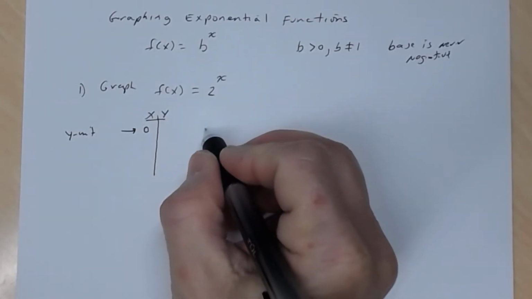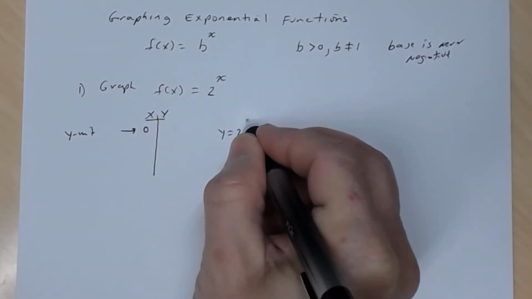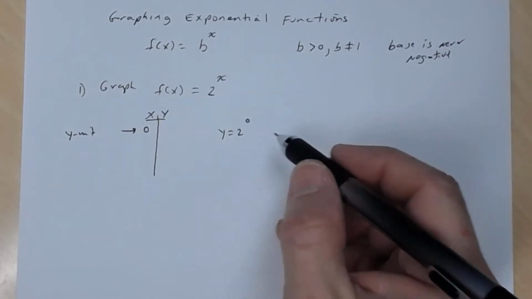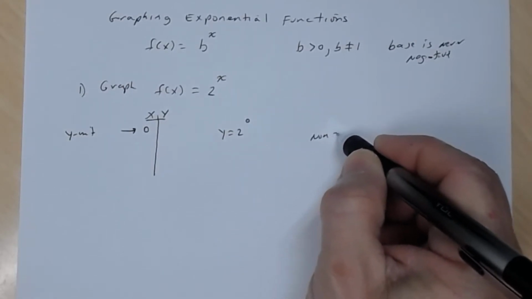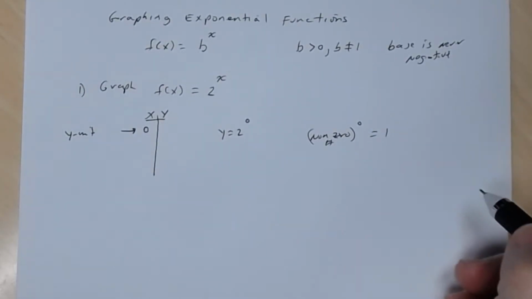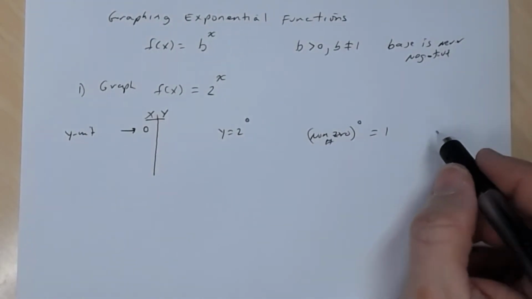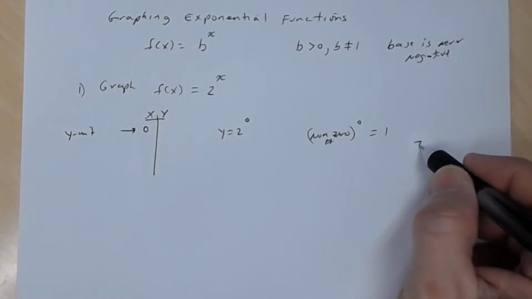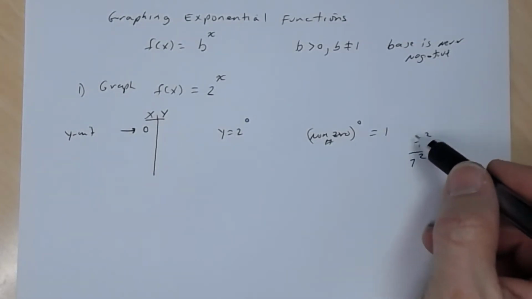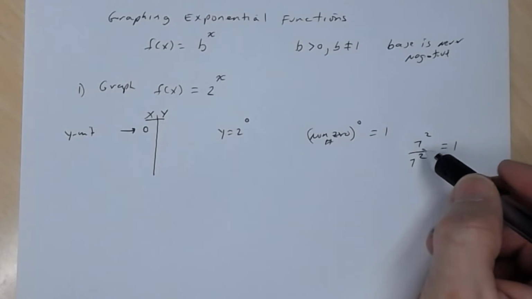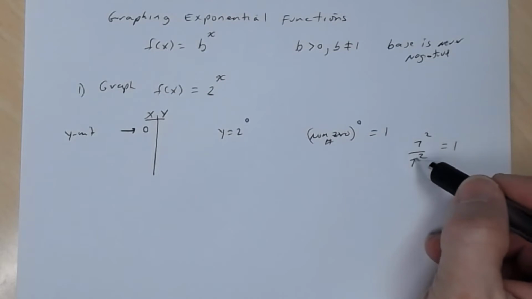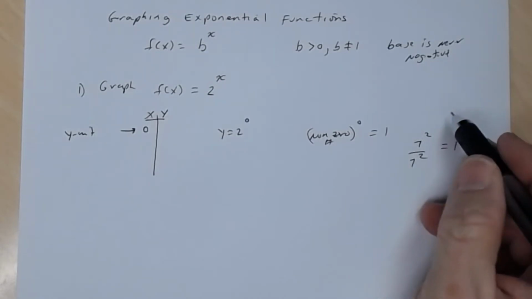If x is 0, we get y equals 2 to the 0 power. Well, we have to remember from a previous lesson and also from a previous course that any non-zero number raised to the 0 power is going to equal 1. For example, remember when you have 7 squared divided by 7 squared, let's say. Any number divided by itself is 1.